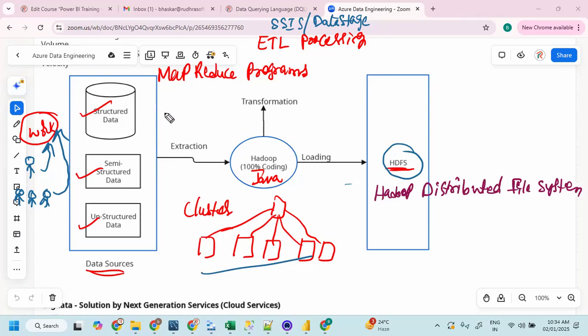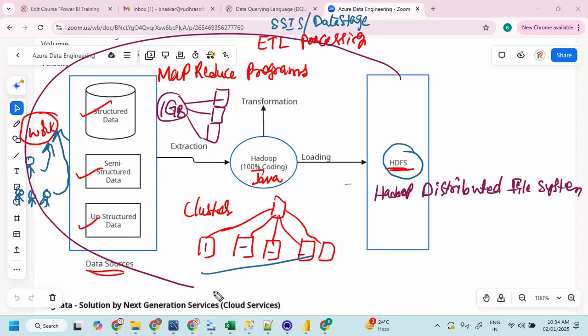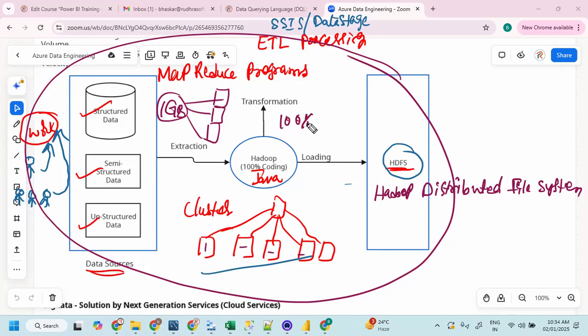If I have 1 GB of data in the source, this 1 GB is going to be split into multiple blocks, and the blocks are going to be distributed across the different nodes. So one block may be here, another block may be here, here, and so on. So this entire processing is going to be distributed processing. The only problem here is it's 100% coding.